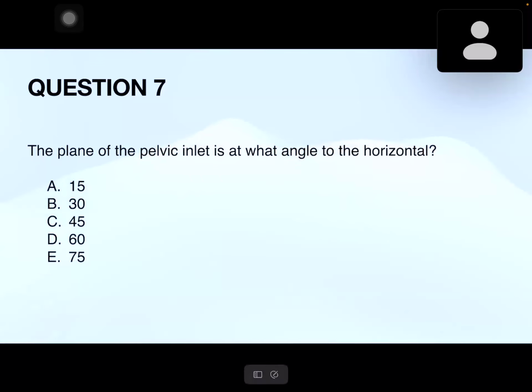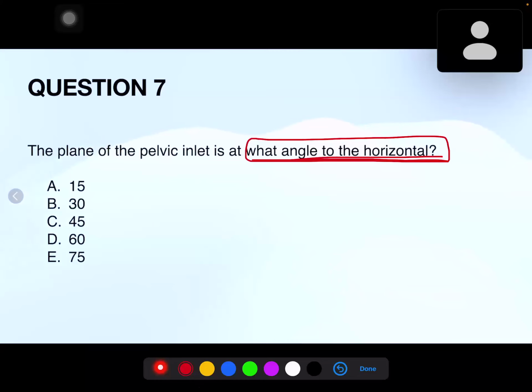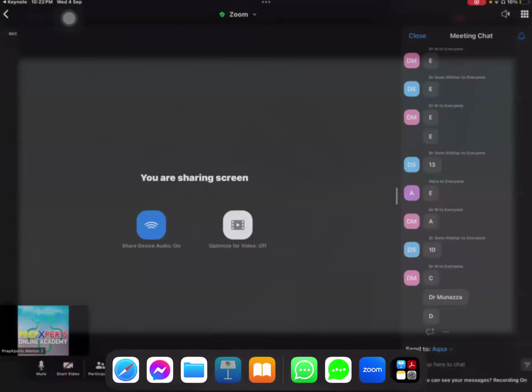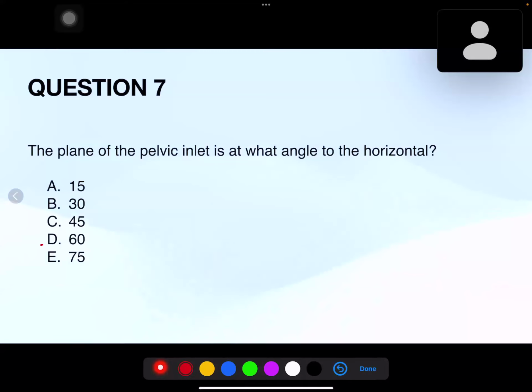The plane of the pelvic inlet is at what angle to the horizontal? That I have not discussed with you. If anybody knows the plane of the pelvic inlet, it is 15, 30, 45, 60 or 75. Anybody know? Dr. Manazza, very good. Previously it was C and here it is D. Very good. It's 60. So 60 is the plane of the pelvic inlet.